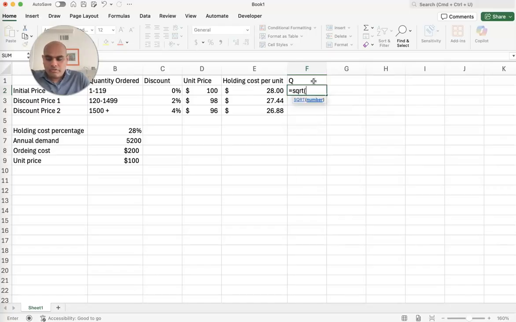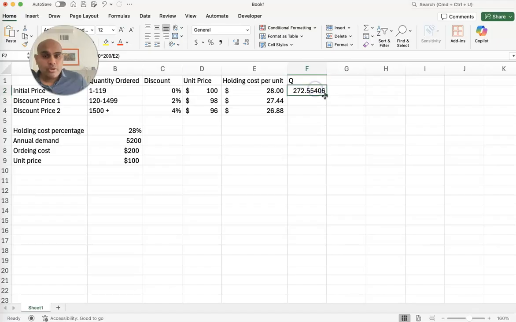It's the square root of 2 times capital D, which is the annual demand, 2 times 5,200, right? Times S, which is the ordering cost. Let's say ordering cost is $200. So 2 times D times S, over capital H. Capital H is the unit holding cost that we calculated. This is going to be different for each of these cases, so I'm going to refer to that in the formula. And that's my value of Q star. Now, that's my value of economic order quantity before you do any changes to it.